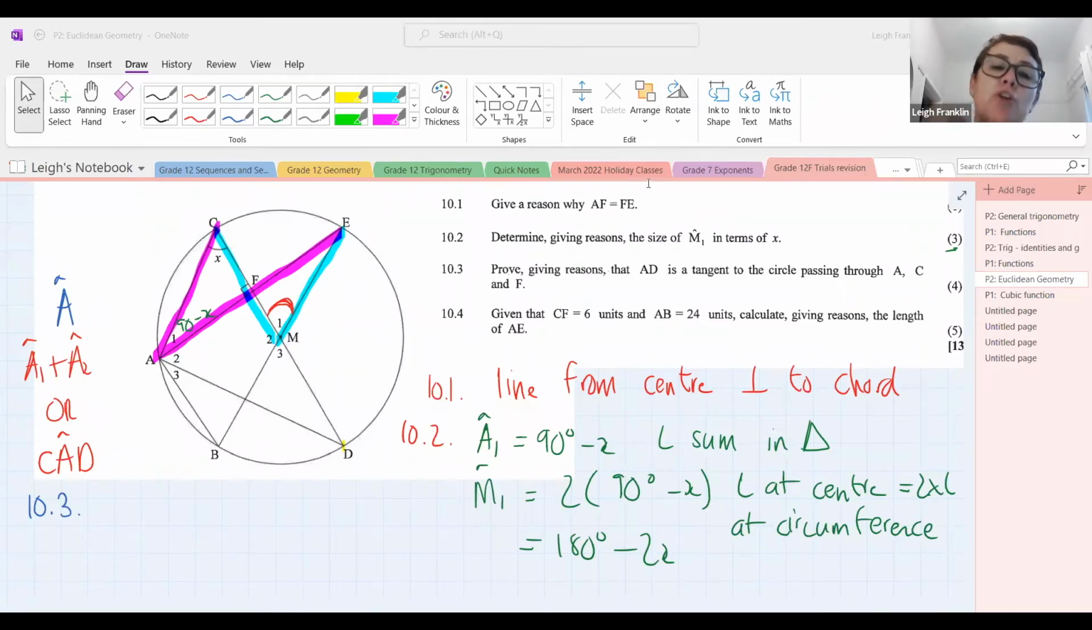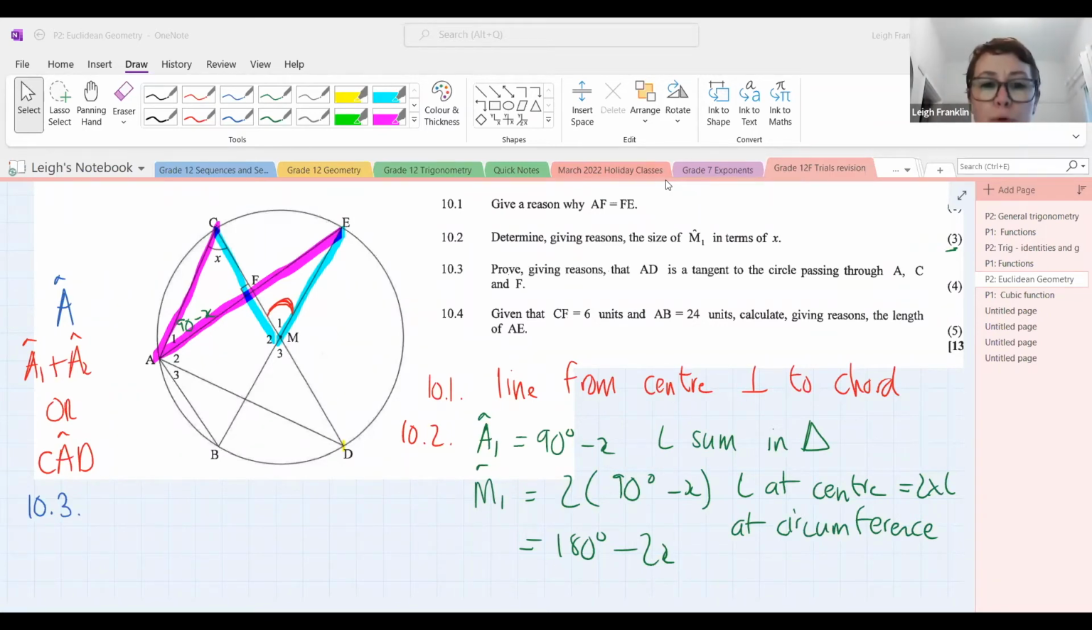So remember, geometry is a story. The story is built from the first thing that we do and the second thing that we do, and everything from there is connected to one another. So we probably are going to use things that we've figured out in 10.1 and 10.2 to help us with 10.3 and 10.4. I say probably, we'll have to wait and see what happens. But more than likely.